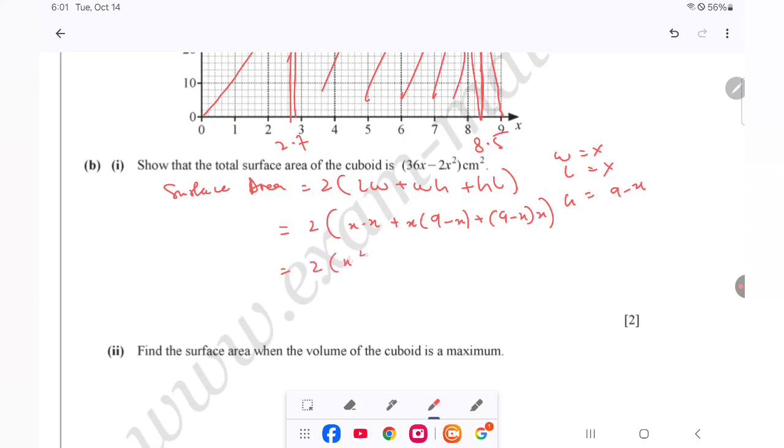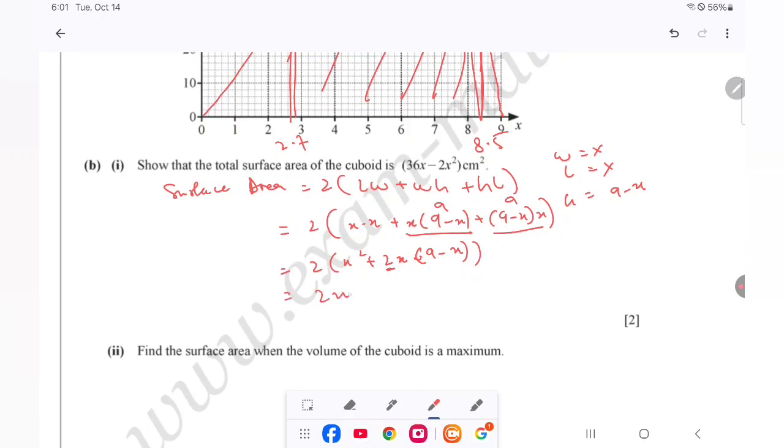2x square plus 2x, 9 minus x. You can say that this is a and this is also a. So a plus a is equal to 2a. So this is our 2 of a plus a.